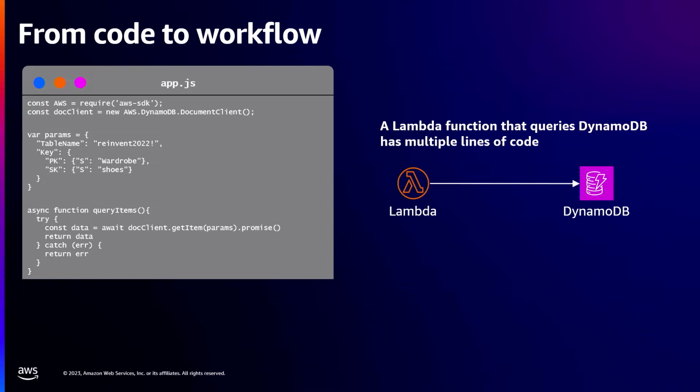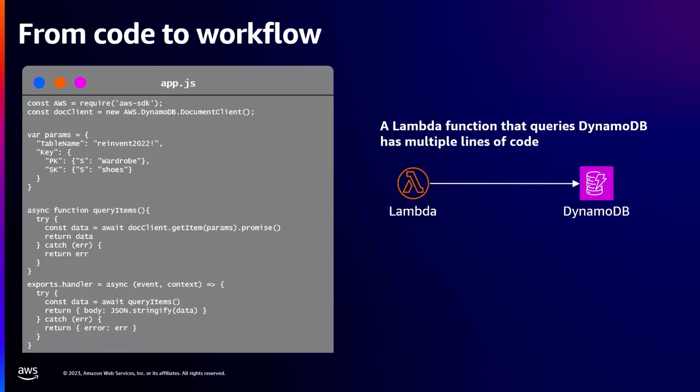So now, I'm going to use the doc client to access the get item action. I drop my params object in, I turn it into a promise, I put that in a try-catch block, I return the data and I return any errors, and then I have to learn all about the Lambda exports handler. Have to find out what the context object is, what the event object is. A new try-catch block, I run my query items, I stringify the response, and I return any errors in my catch statement. 20 lines of code to get an item from DynamoDB when I already knew the partition key and I already knew the sort key. Haven't even configured any retries in here yet.